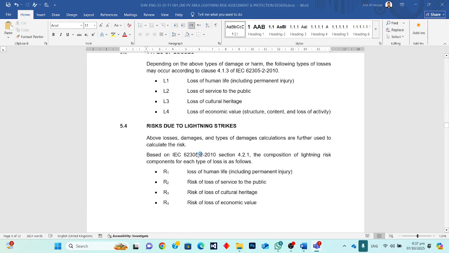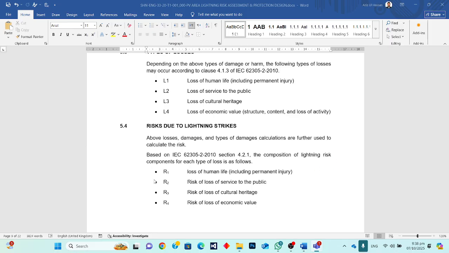Then we will move to the risk due to the lightning strike. The above losses, damages, and types of damages calculations are further used to calculate the risk. Based on the 62305-2-2011 section 4.2.1, the composition of the lightning risk component for each type of loss is as follows.